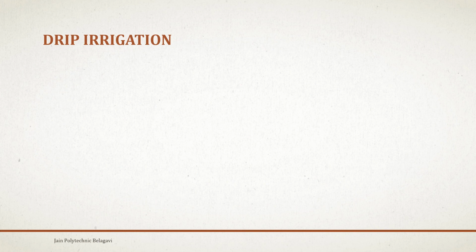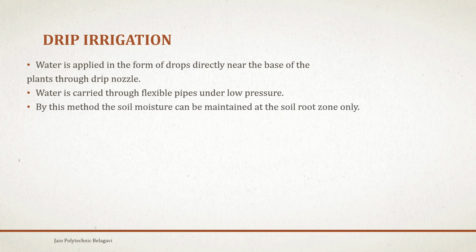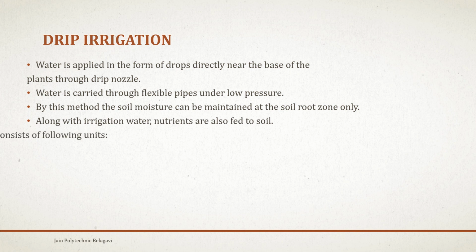So we'll come to drip irrigation. The water is applied in the form of drops directly near the base of the plants through a drip nozzle. Water is carried through flexible pipes under low pressure. Here we don't require any high pressure. And by this method the soil moisture can be maintained at the soil root zone only. Along with irrigation water, nutrients are also fed to the soil.